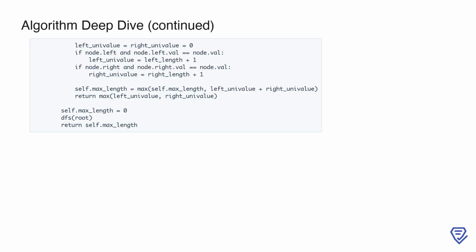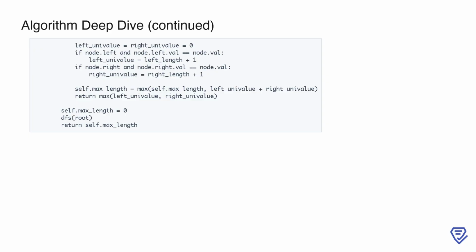We define a recursive function, DFS(node), which handles the base case by returning 0 if the node is null. It then recursively computes the Univalue path lengths for the left and right children. Depending on whether the children's values match the current node's value, we extend the left and right Univalue paths. The global variable max_length is updated with the sum of these paths to track the longest overall path.